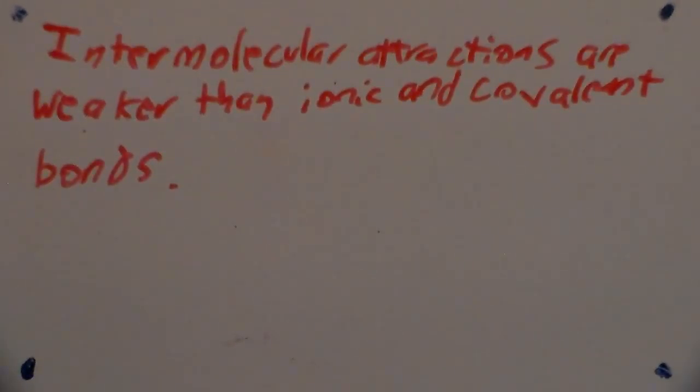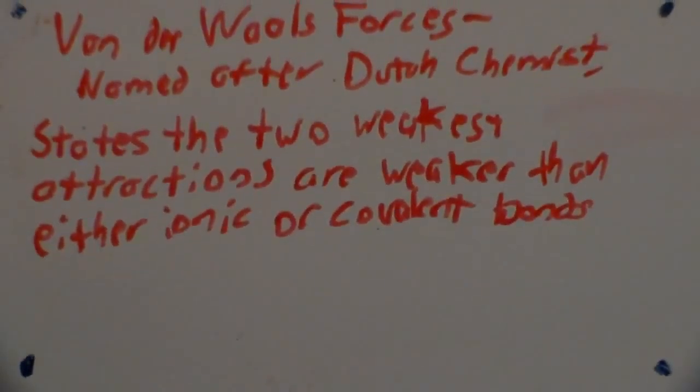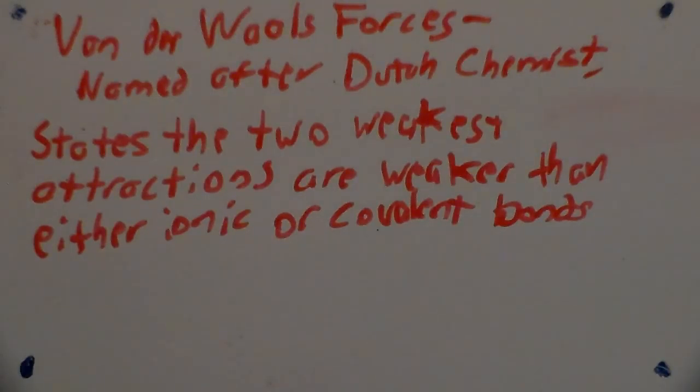Intermolecular attractions are weaker than ionic and covalent bonds. Van der Waals forces are named after the Dutch chemist, and they are the weakest attractions, weaker than either ionic or covalent bonds.